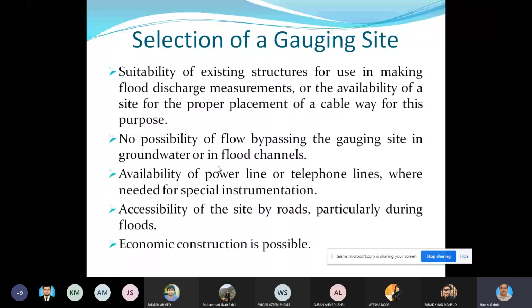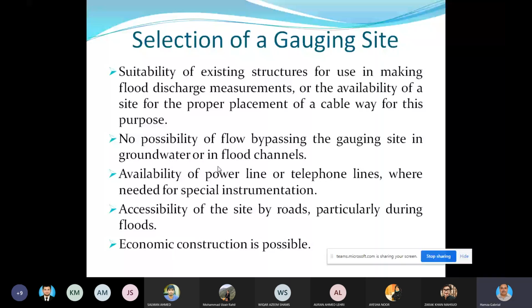Then another essential requirement is the suitability of existing structures for use when there are flood conditions. If we have these existing structures, we can use them for flood discharge measurements. Or if no structures exist there, there should be availability of a site where we can have a cableway, so that from the cableway we can make the discharge measurement.